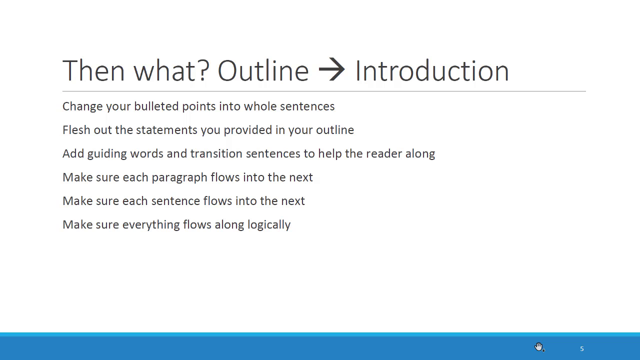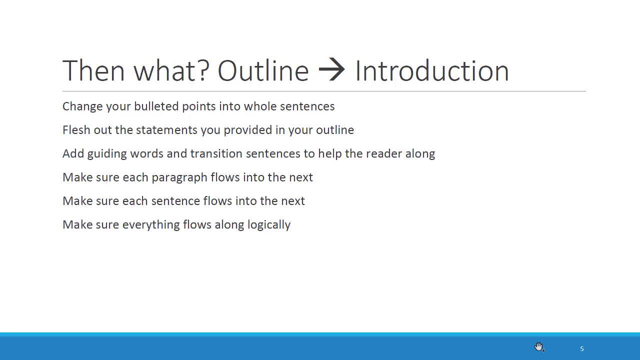After you have completed your outline, then you want to turn your outline into your introduction. And if you spent a lot of time on your outline and you've done a good job with it, then turning your outline into your introduction should be easier than the process of creating the outline itself. So first, you want to change your bulleted points into whole sentences. You want to flesh out the statements you provided in your outline. So you want to go back to your outline and look at what you wrote, and you will have cited readings in your outline that you found during your literature review.